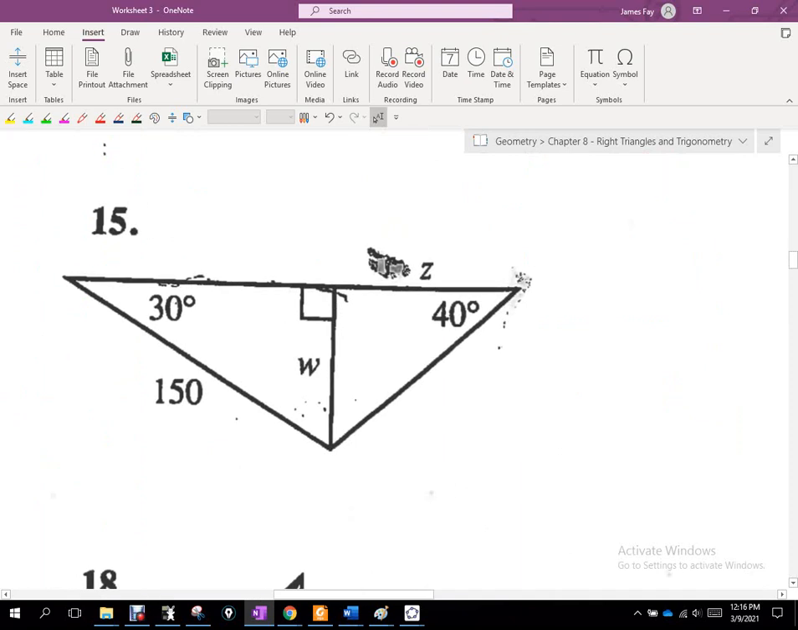Do that one. Finding W and Z. Before we do anything, what do you think we should try to find first? Or what triangle do you think we should start in first? Start in the 30-degree triangle, because that one you know a distance about, right? This triangle over here we know nothing about.